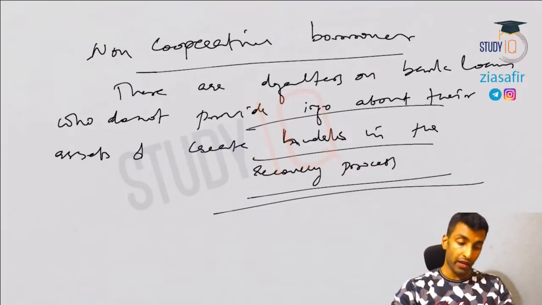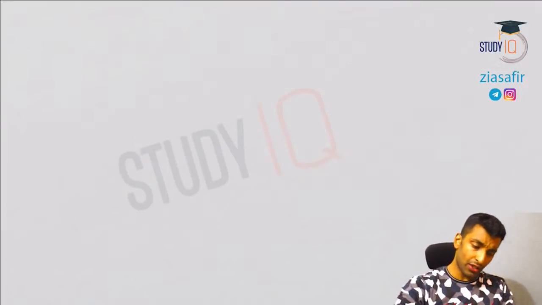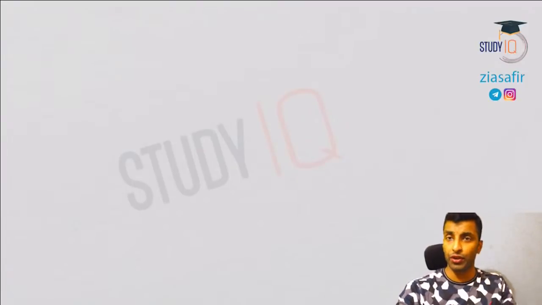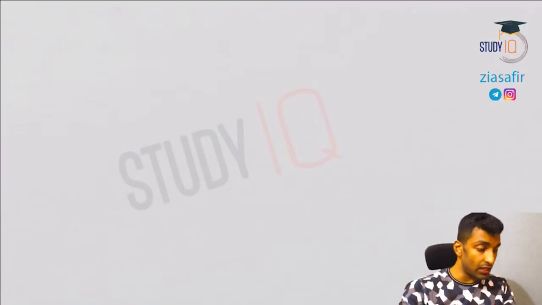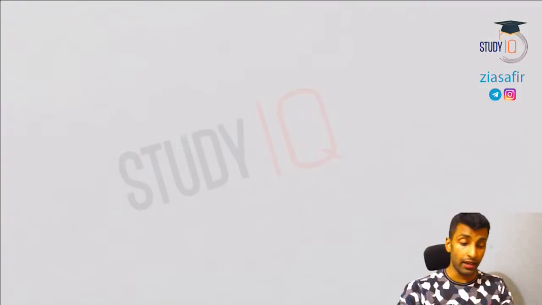So non-cooperative borrowers. So I hope you understood the session. Very small, simple session. We talked about NPAs and various schemes. Insolvency and bankruptcy code I'll discuss later. Bad bank concept also I'll discuss later.